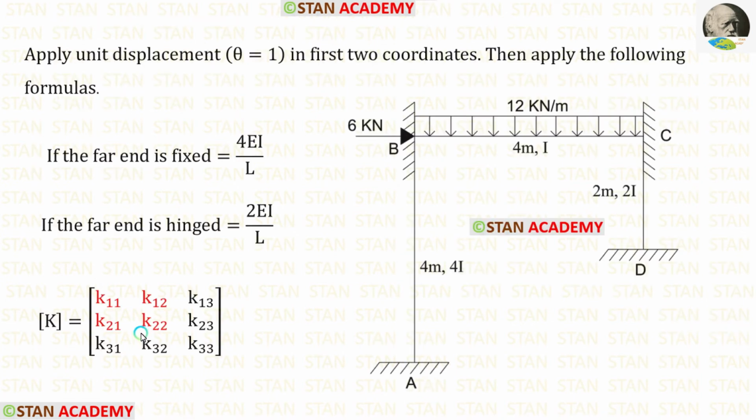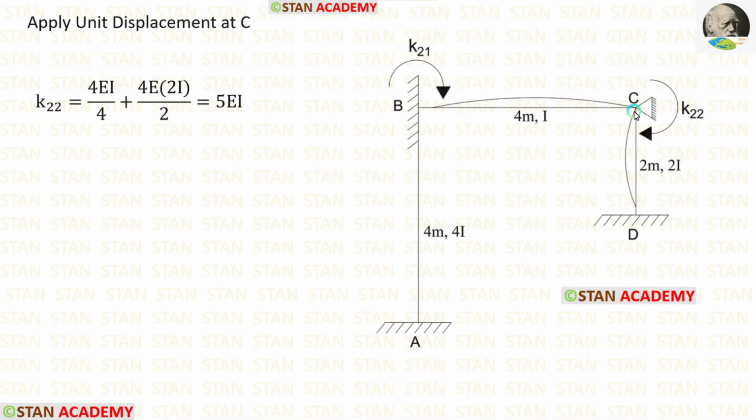Now let us find K22. For that, we have to apply unit displacement in the second coordinate. Our second coordinate is at the point C. So at the point C, we have to apply unit displacement. At the point C, there was a fixed support, but we can assume that when we apply unit displacement, it becomes a hinged support. We have already found K21. Now let us find K22.